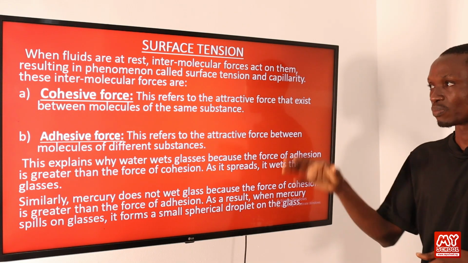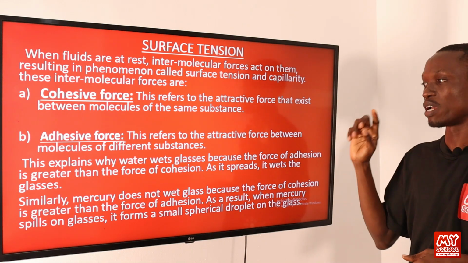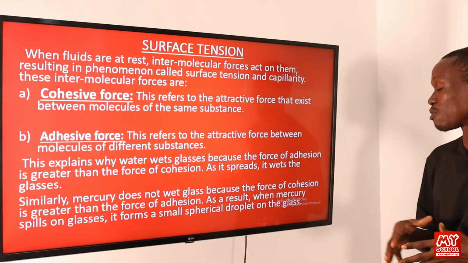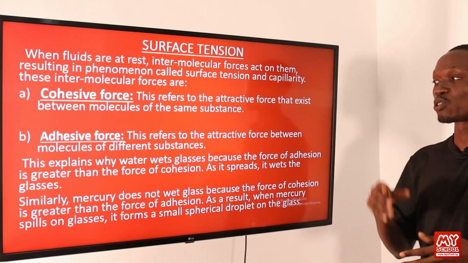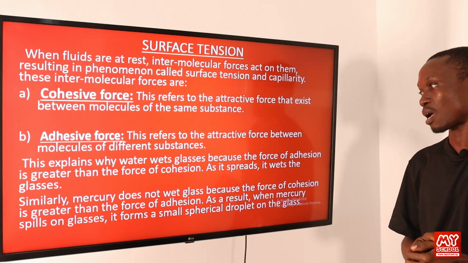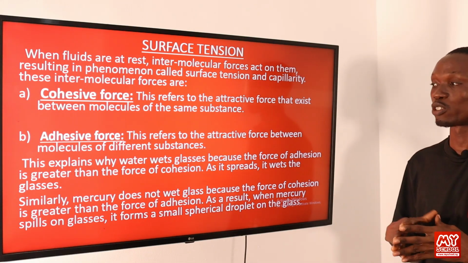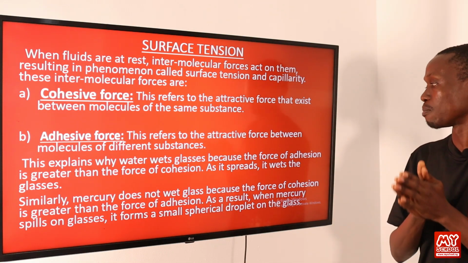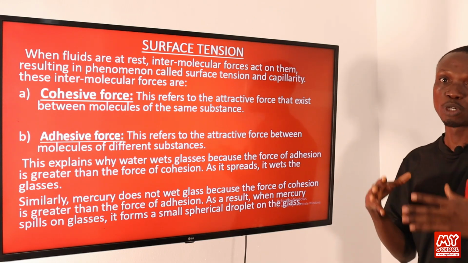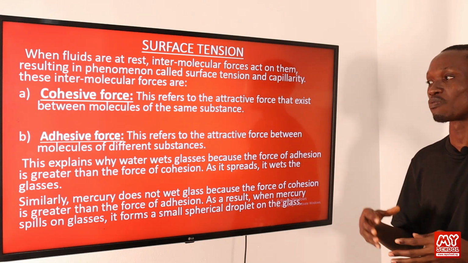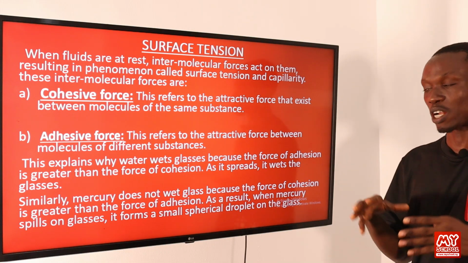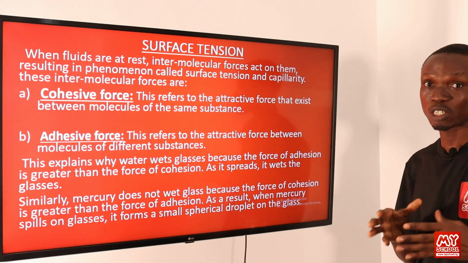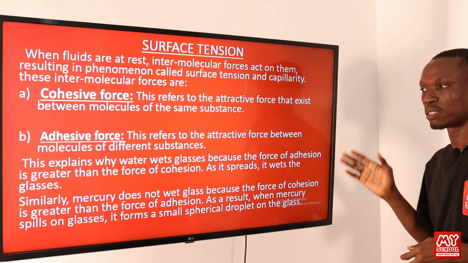Okay, so these two forces also explain why water wets glass. Water wets glass because the force of adhesion is greater than the force of cohesion. As it spreads, it wets the glass. That is just the simple reason why water wets glass. So water wets glass because the force of attraction between the molecules of the water and the surface of the glass is greater than the force of attraction between the water molecules themselves. So for this reason, when water spreads, it wets the glass.